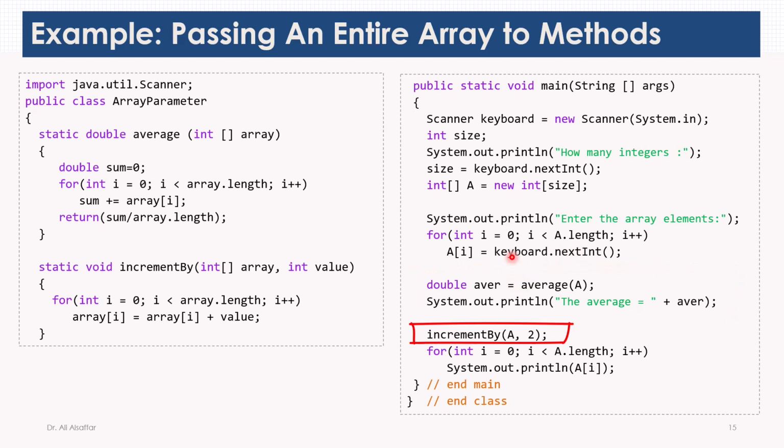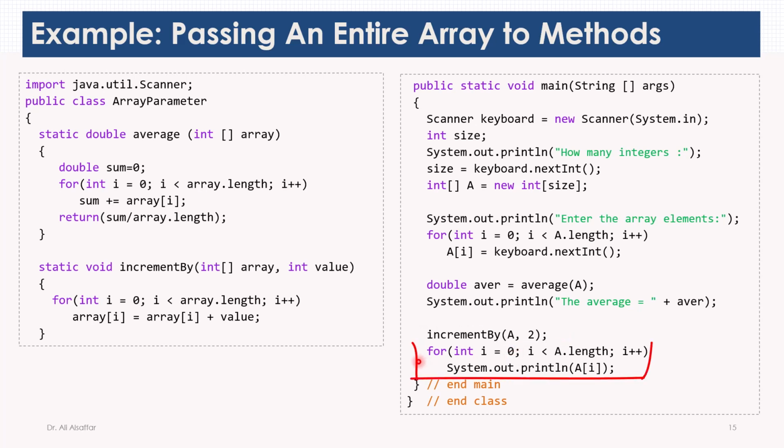When the second method is called and we supply the array A as an input parameter, remember that the method changes the elements of any array passed as an argument. It updates every element by adding value to its elements. So when we call the method incrementBy and we supply A as an input parameter, when we return back, we will see that every element of A has been updated by adding 2.